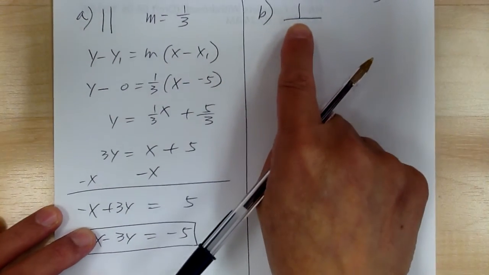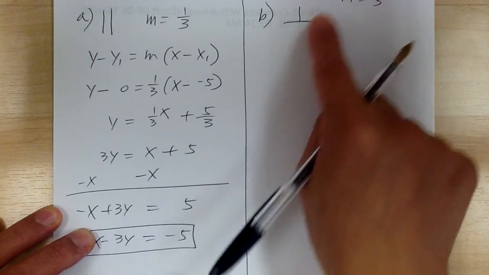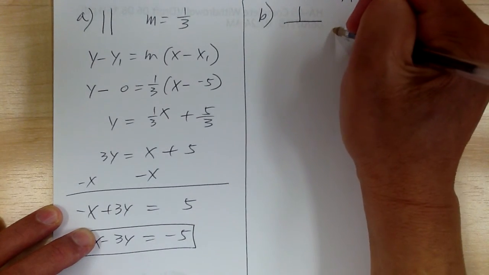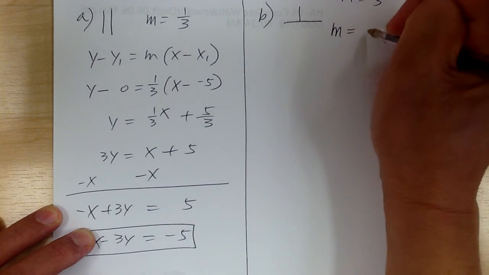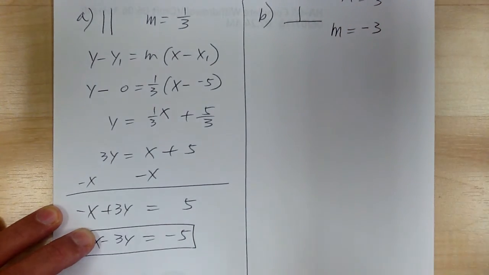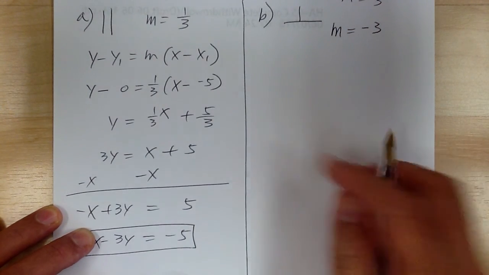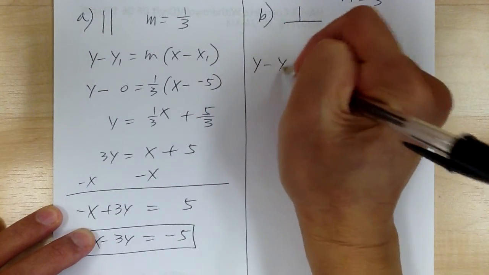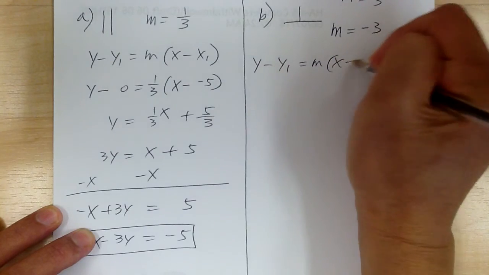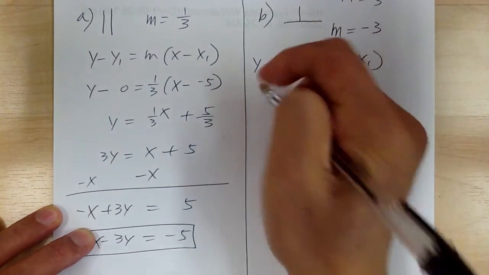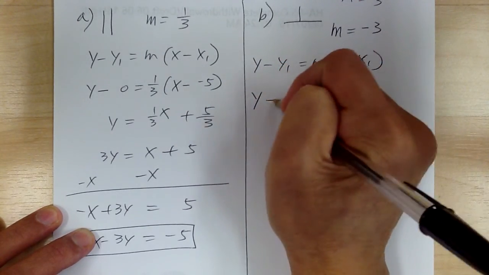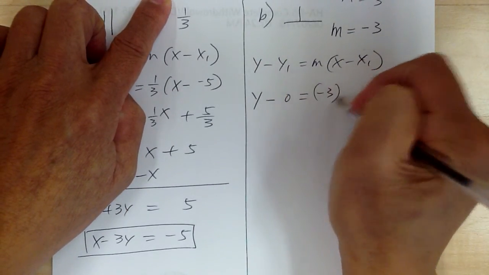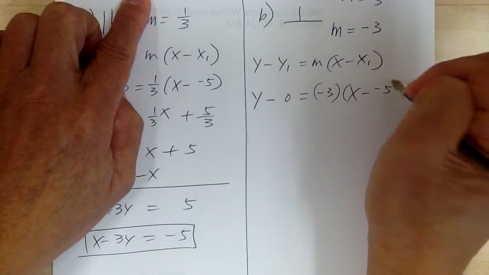Okay, so now you're looking for perpendicular line to that. So perpendicular line to that is negative reciprocal. So perpendicular line will have a slope of negative 3, right? Negative reciprocal. So again, now you have point, you have a slope. So use your point slope form. So you're going to get y minus 0 equal to negative 3 times x minus negative 5.